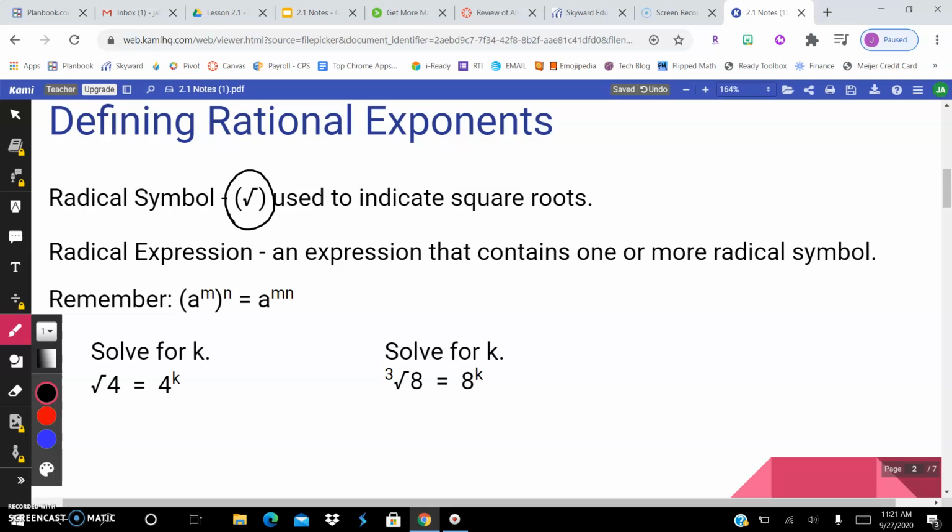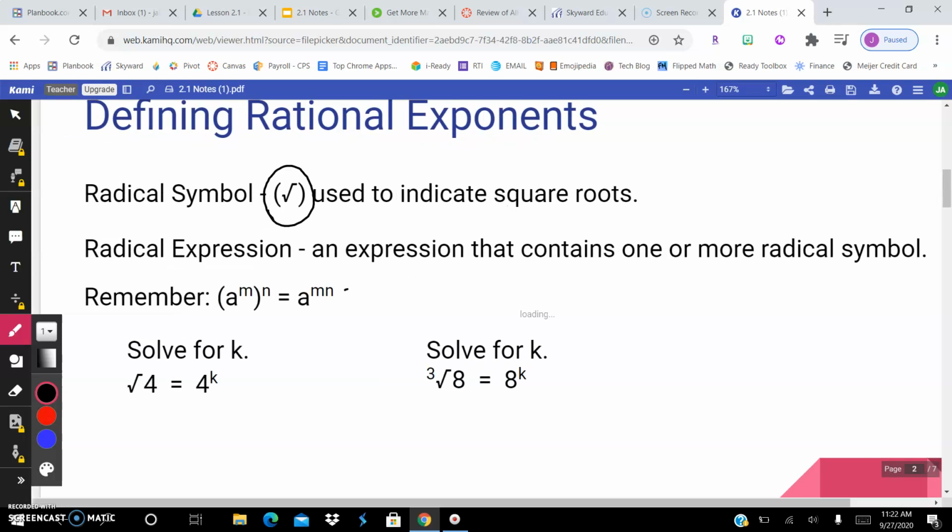A radical expression is when we have an expression that's containing one or more radical symbols. And remember, an expression is a problem without an equal sign. In this case, a radical expression can't have an equal sign, but it has to have at least one radical symbol, if not more. Okay.